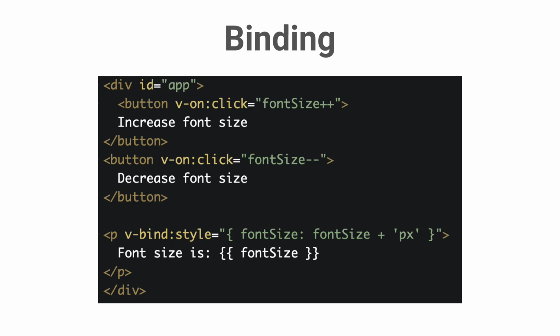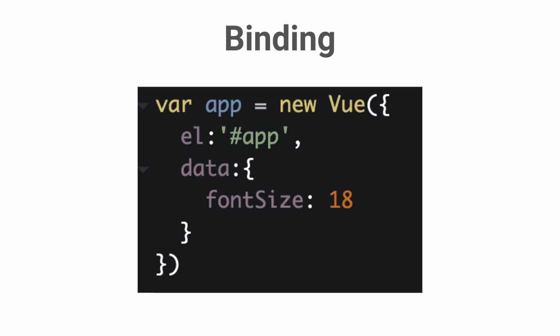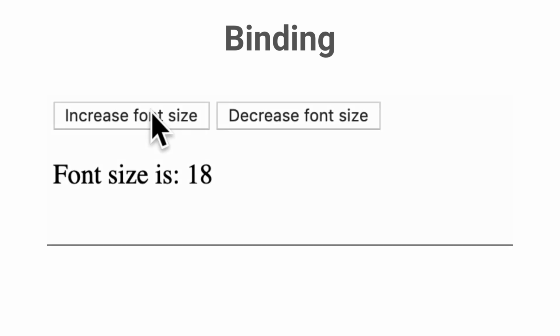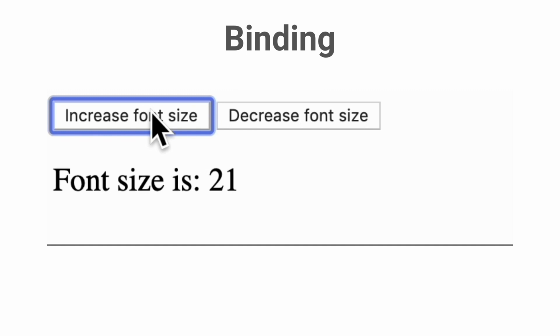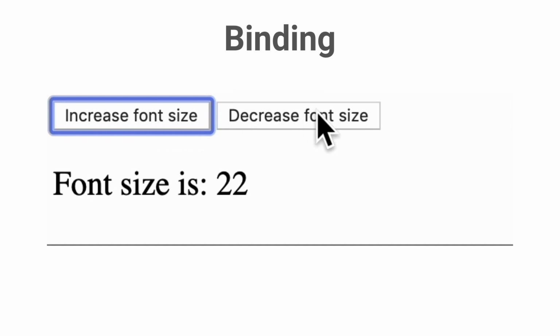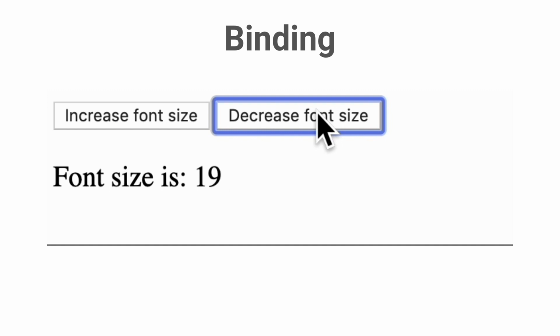Note, camel case will be evaluated to kebab-case syntax. Font size, one word, camel case will be evaluated to font-size. Here is my data model. I initially set the font size to a value of 18. Let's see this in action. As I click the buttons, the font size increases and decreases accordingly.